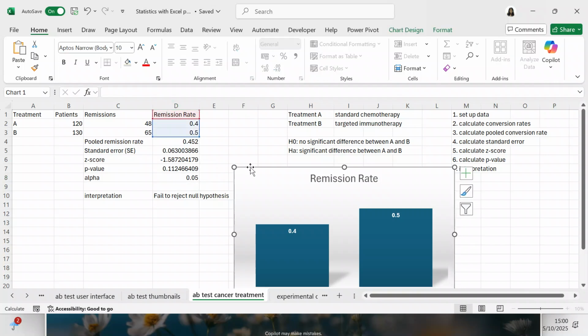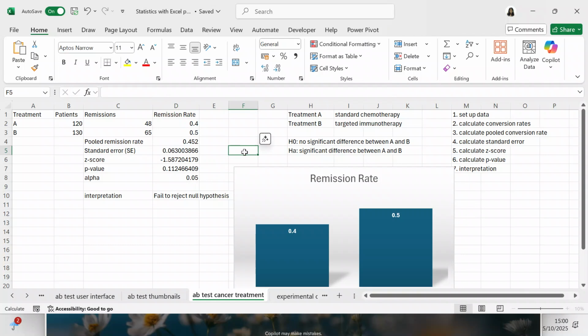And as we said in other videos, if the p-value is greater than the alpha, then you're going to fail to reject the null hypothesis. But we'll go ahead and perform the interpretation. So if D7, that is your p-value, is less than D8, which is your alpha, you're going to reject the null hypothesis. Otherwise, you're going to fail to reject the null hypothesis. So in this particular situation, we failed to reject the null hypothesis. So there's no significant difference between A and B.